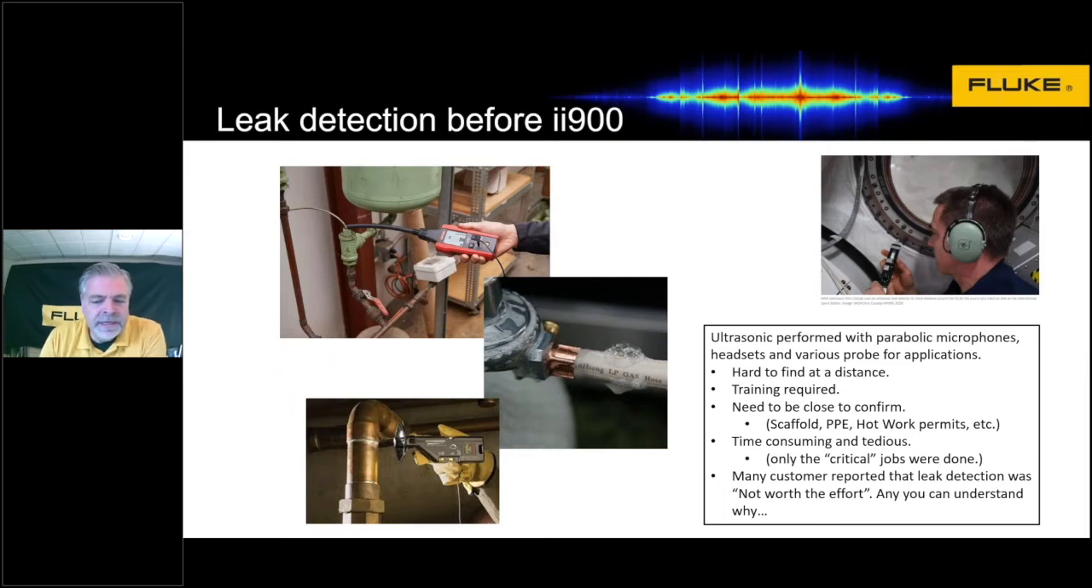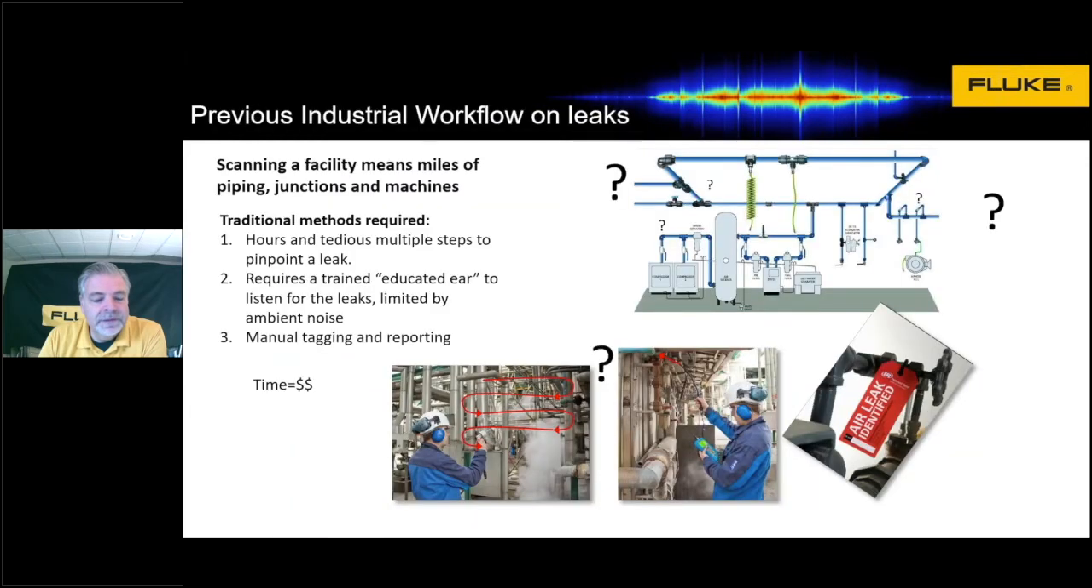If you weren't close, you had to get scaffolding and PPE and whatnot to wear to get yourself in that safe environment. It was very time consuming. So what wound up happening was only the critical jobs were being done, and leaks were considered to be not worth the effort. And people just ignored leaks and just considered it to be a part of just doing business. By introducing the ii900, we were able to improve the way that people do their scanning.